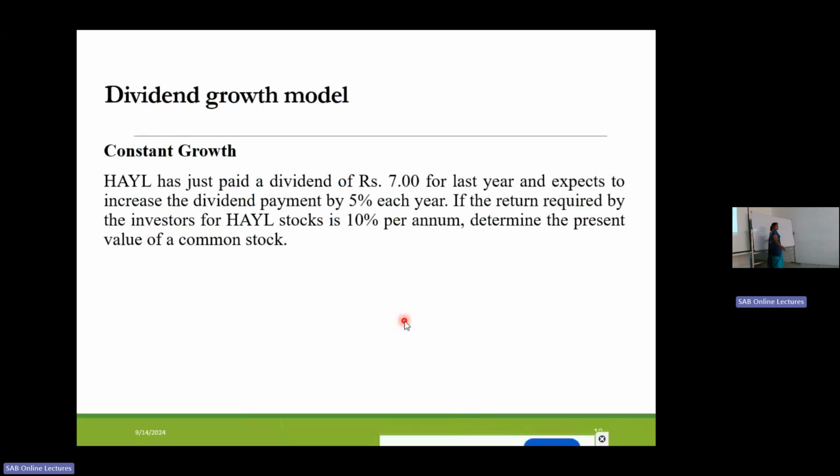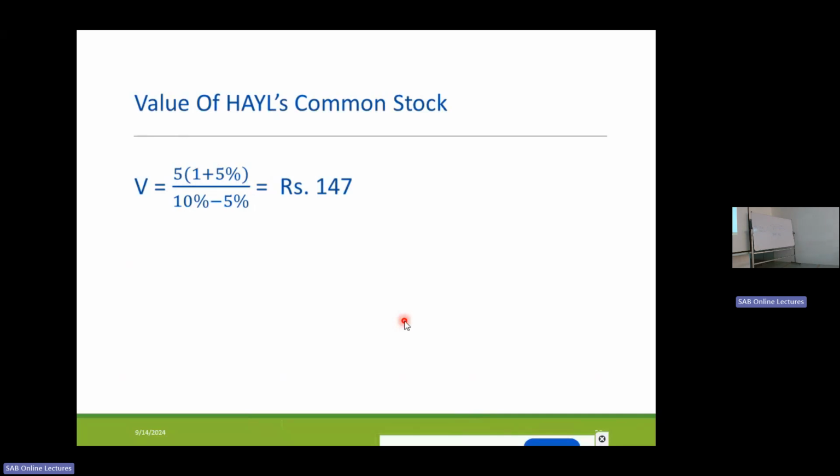So then, what is the answer once you solve this? 147. So I think you made that mistake, no? This is D0, already the just paid dividend. So your answer is 147, correct. Yes, the answer is 147. So therefore, please note this very carefully. When you apply the constant growth model, you have to use D1. D1 means the dividend immediately after the start of the constant growth of dividend.